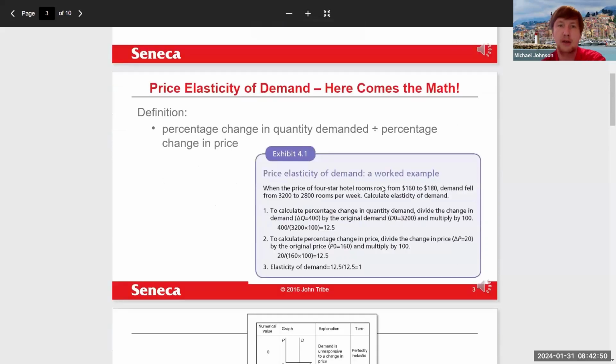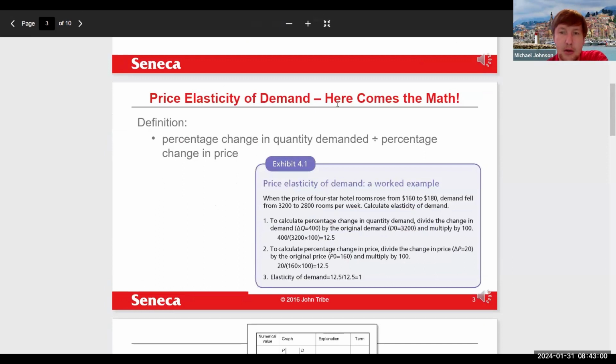So to calculate it, the price elasticity of demand is the percentage change in quantity demanded divided by the percentage change in price. So in this case, when the price of four-star hotel rooms rose from $160 to $180, demand fell from 3,200 to 2,800 rooms per week. Calculate the elasticity of demand.